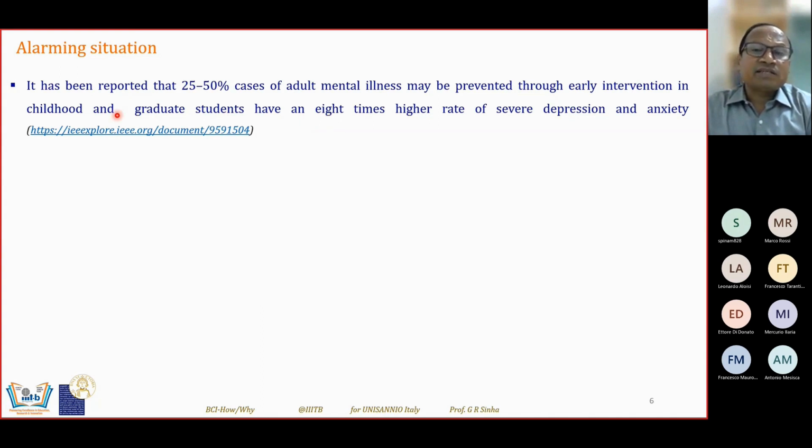The survey further says that in childhood, the graduate students have an 8 times higher rate of severe depression and anxiety. I don't know whether you agree with me or not, but this is a report.